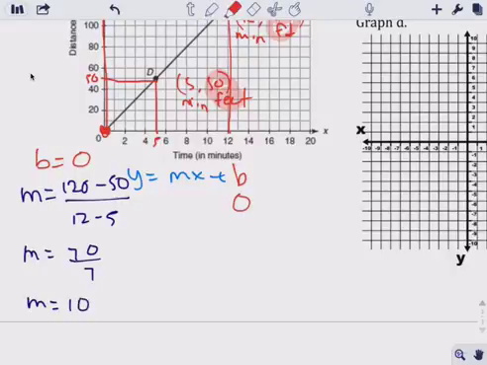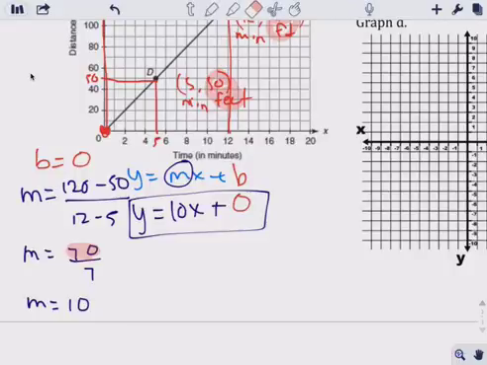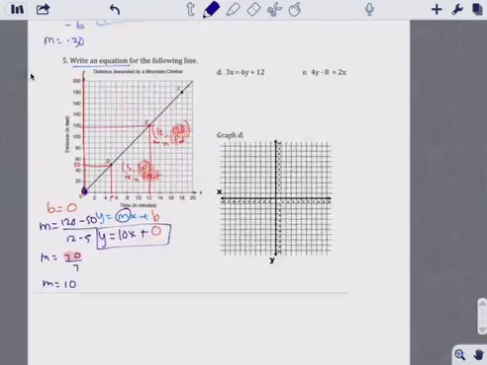We divide because the numerator is bigger than the denominator. So m here, y equals, for the m you put 10x plus 0. Now in math, because it's plus 0, you don't write it, just 10x. But if it makes you more comfortable, write plus 0 because it describes the y-intercept at 0 there.